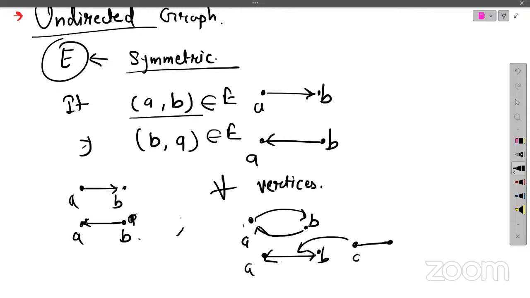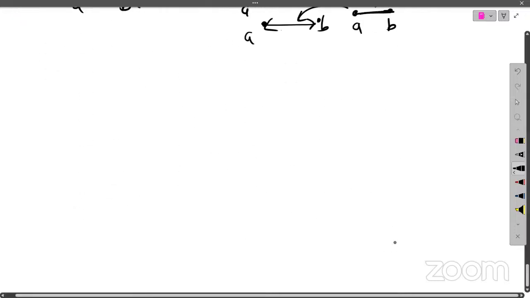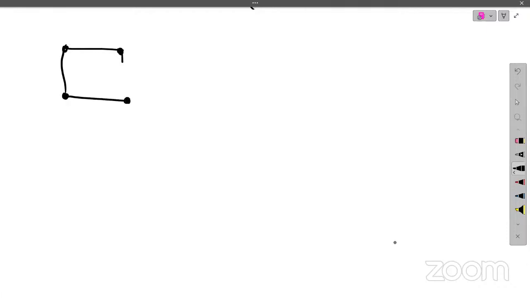So if you look at a graph with this particular single line, the single line means you can move in any direction. That means A comma B is there and B comma A is also there. So that's why undirected graphs are pictured something like this. Only simple lines are there, as I told you earlier. So this is one kind of undirected graph. 1, 2, 3. Now, what is a directed graph?